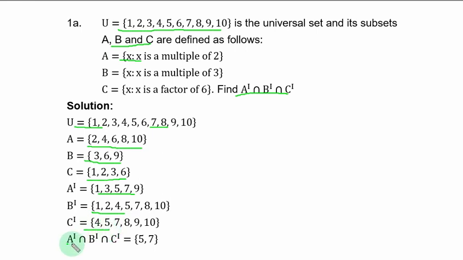Therefore, A complement intersection B complement intersection C complement is the set that contains elements that are present in A complement, in B complement, and in C complement. Such elements are 5 and 7. 5 and 7 are found in A complement, 5 and 7 are found in B complement, and 5 and 7 are found in C complement.